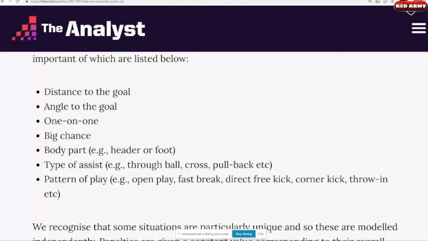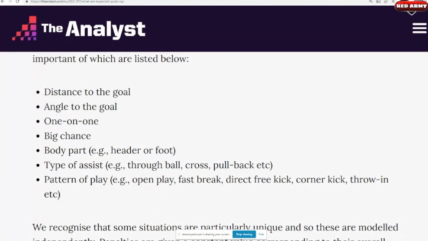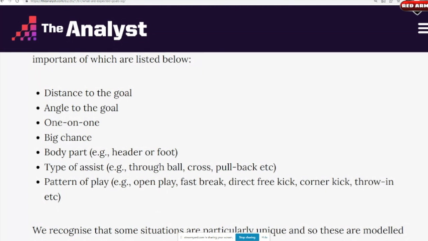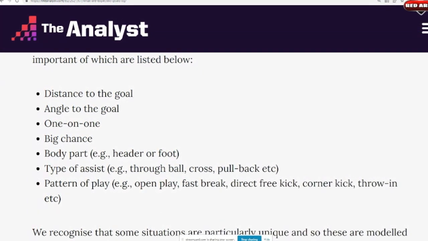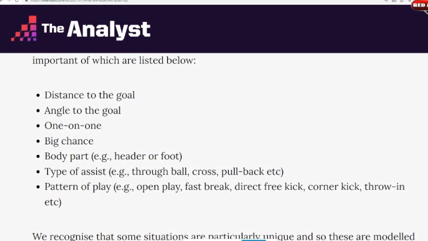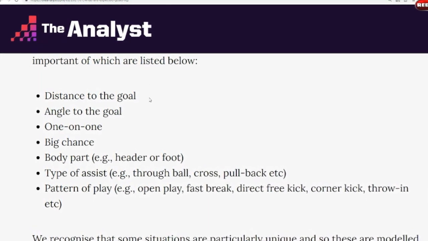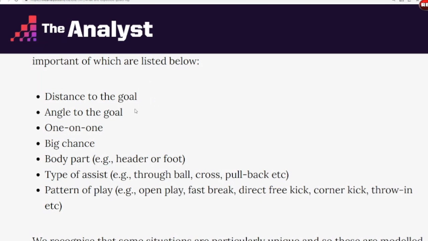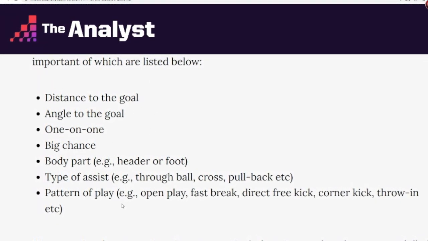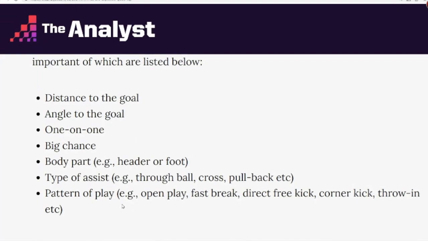So here, Opta gives a list of data points that it will use to compare a shot that's taken with the tens of thousands of shots going back decades that they have data on, and try and determine the likelihood that a goal is scored from that position. So we look at things like the distance to the goal, the angle the shot was taken from, which part of the body was used, even more recently the pattern of play involved in the build-up.